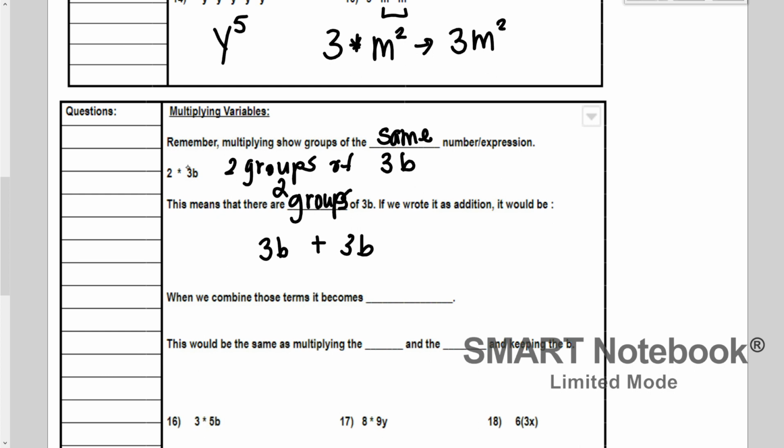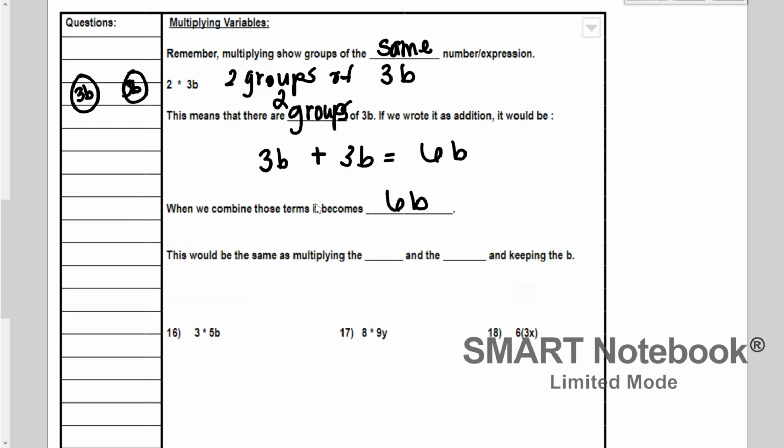2 groups of 3b. If we had our circles, we'd put 2 circles, put 3b, 3b. We'd try to find how many that is total, and we'd simplify it to be 6b, because 3b plus 3b is 6b. Same letter, so we just add those front numbers. Okay, now notice 3b plus 3b, so 2 groups of 3b equals 6b.